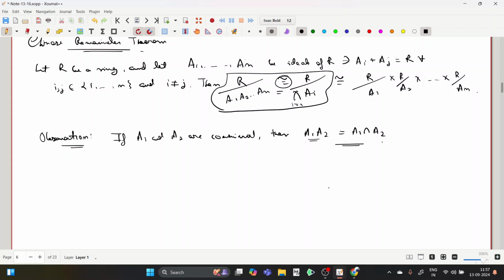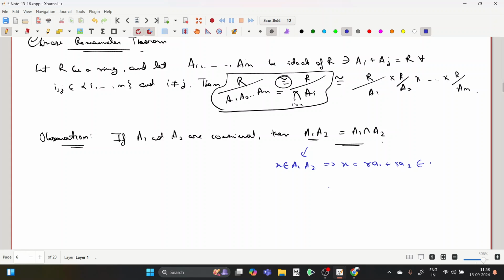So let me first prove this, and then we will be moving on to the proof of the Chinese remainder theorem. Now this proof is quite simple. Suppose I choose an element from A1 A2. So let x be an element of A1 A2. This implies that I can write x as some r times a1 plus some s times a2, where a1 comes from capital A1, a2 comes from capital A2, and r and s come from capital R.